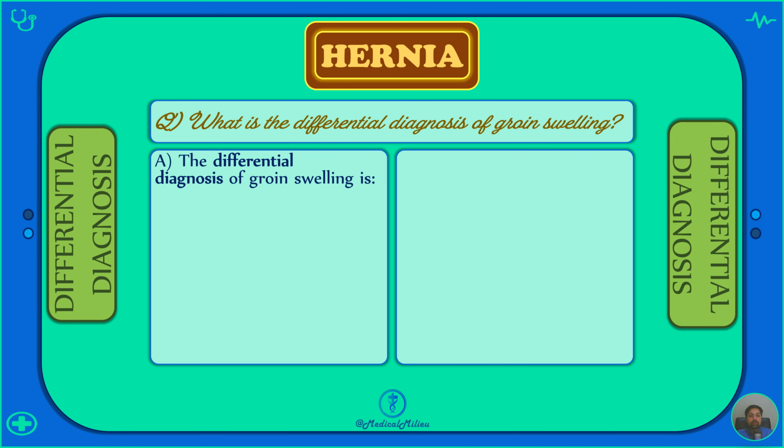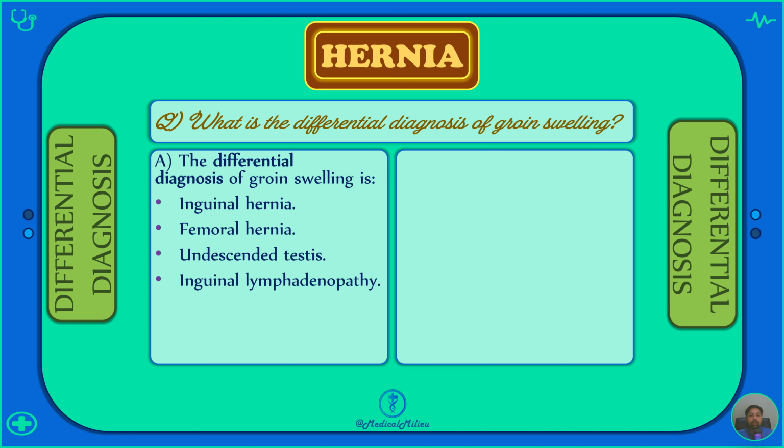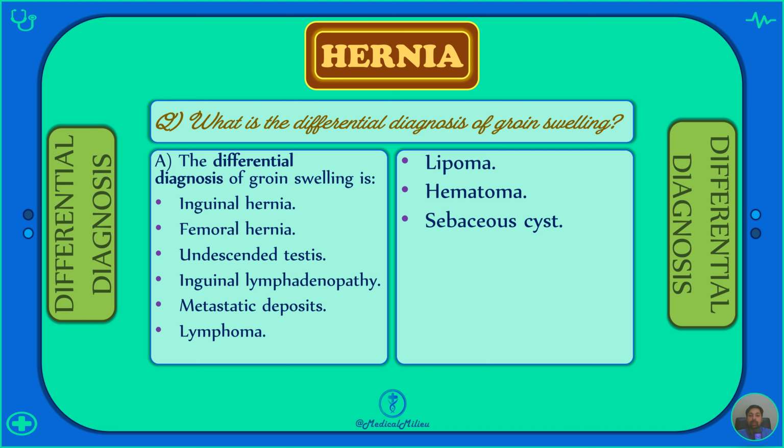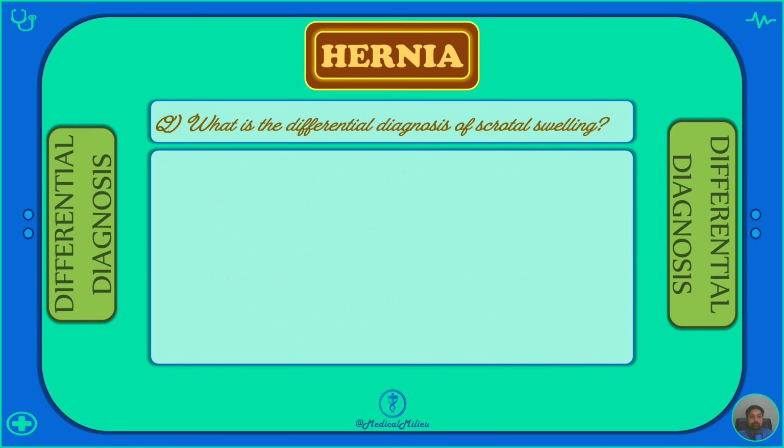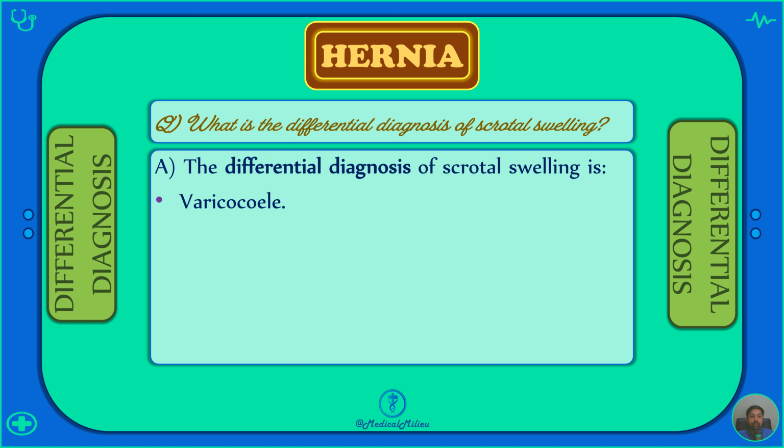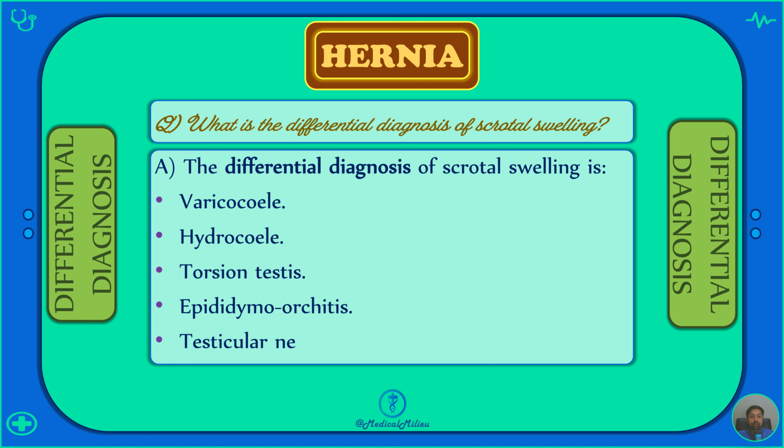The differential diagnosis of a groin swelling is inguinal hernia, femoral hernia, undescended testes, inguinal lymphadenopathy, metastatic deposits, lymphoma, lipoma, hematoma, sebaceous cyst, femoral artery aneurysm, psoas abscess or saphenous varix. The differential diagnosis of scrotal swelling is varicocele, hydrocele, torsion testis, epididymo-orchitis or testicular neoplasm.